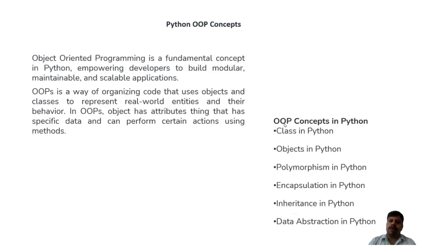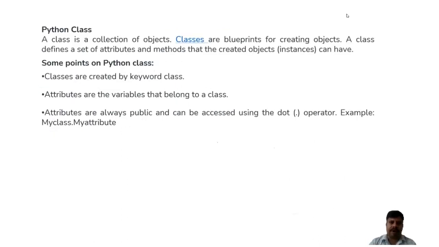The contents are: class in Python, objects in Python, polymorphism in Python, encapsulation in Python, inheritance in Python, and data abstraction in Python. Next, we will see what is a class.